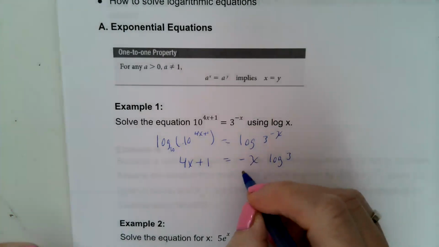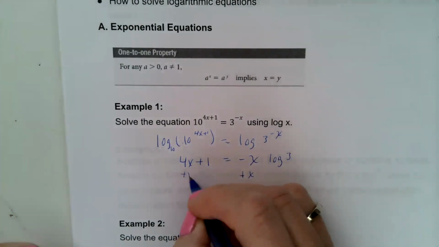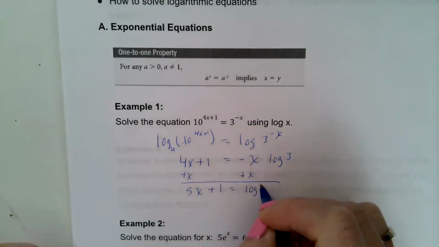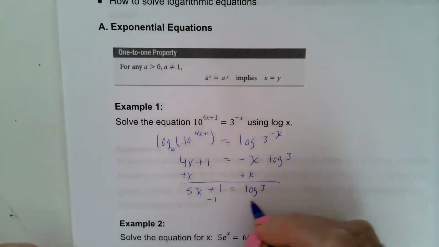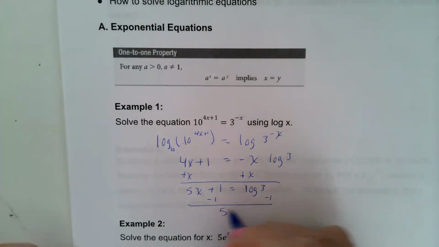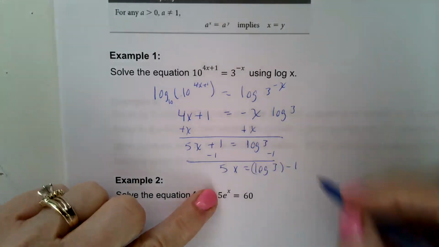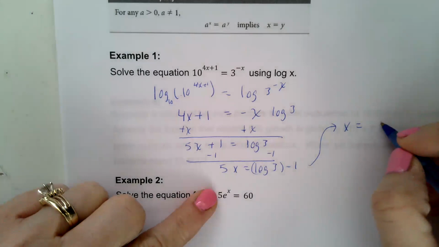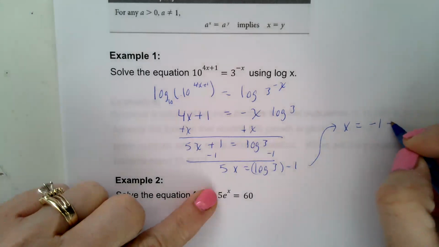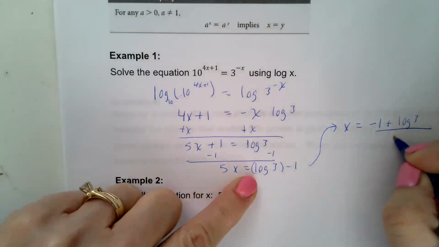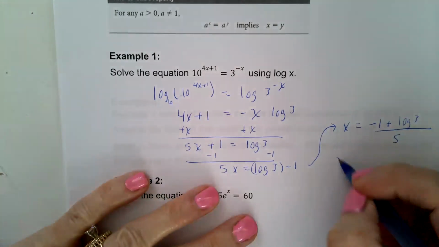And then I'm going to add x to both sides. So we'll have 5x plus 1 equals log base 10 of 3. And then I'm going to subtract 1. And I'll have 5x equals log of 3 subtracting 1. And then I have to divide by 5. So when I divide by 5, x equals, I'm actually just going to put the negative 1 out front so you don't confuse that with the log of 3. So that would be your answer.